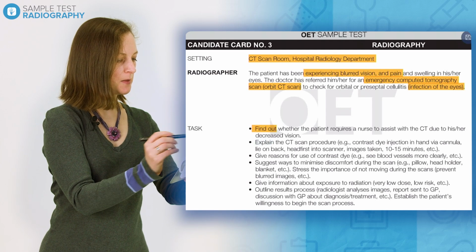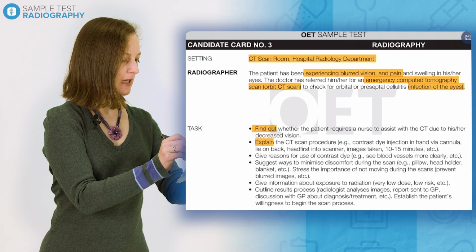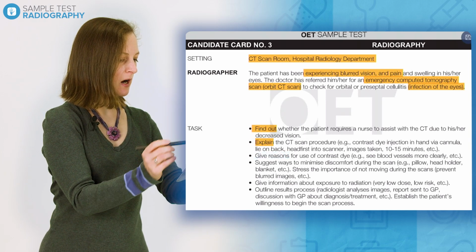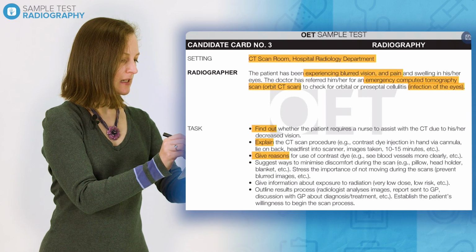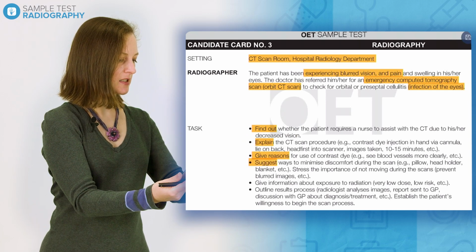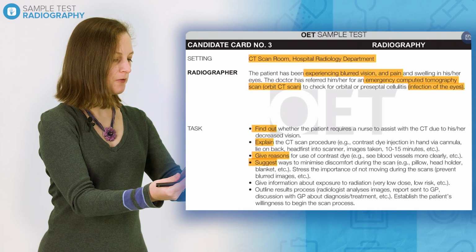Explain means to tell the patient the steps of the CT scan procedure. Give reasons means to explain why a contrast dye should be used. Suggest means to tell the patient some ways they can minimize their discomfort during the scan, while also focusing on the importance of not moving during the scan.